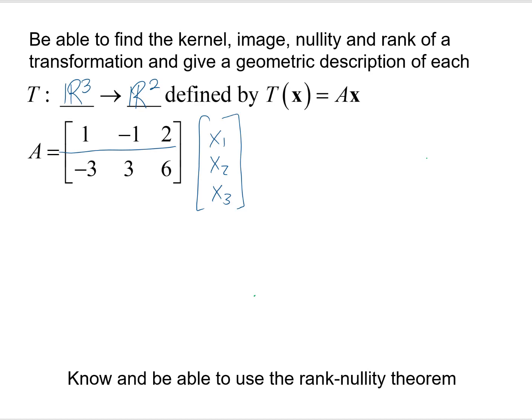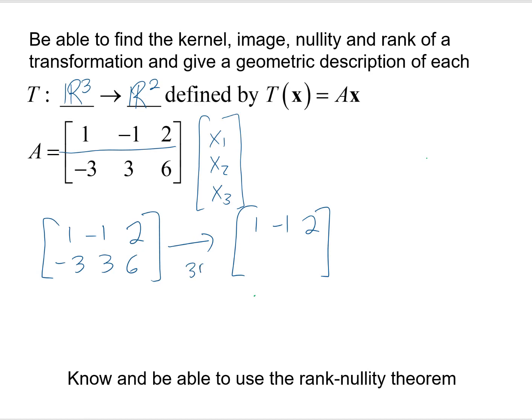So now we're going to find the kernel and the image, and the way to do that is to start with the matrix A and get it in RREF, and then we will find the different things we need. So first thing, I'm going to keep the first row, and then I'm going to do 3 times row 1 plus row 2. So that would be 3 minus 3 is 0, 3 times that's negative 3, plus 3 is 0, 3 times that 6, plus 6 is 12. Okay, then I'm going to do 1/12 row 2.